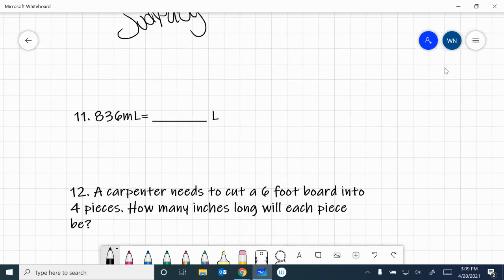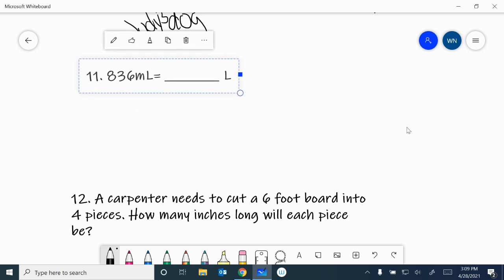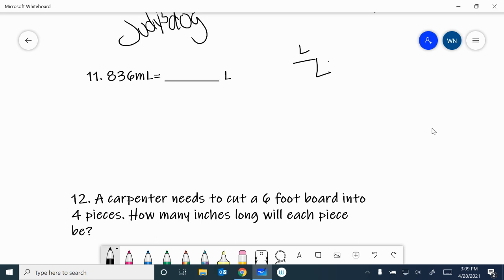So number 11. Go ahead and try it. 836 milliliters equals how many liters? Again, we're going to draw deci, centi, milli. So if we're going from milliliters up to liters, we're going to step 1, 2, 3 times. 3 times up. When we go up, we divide.